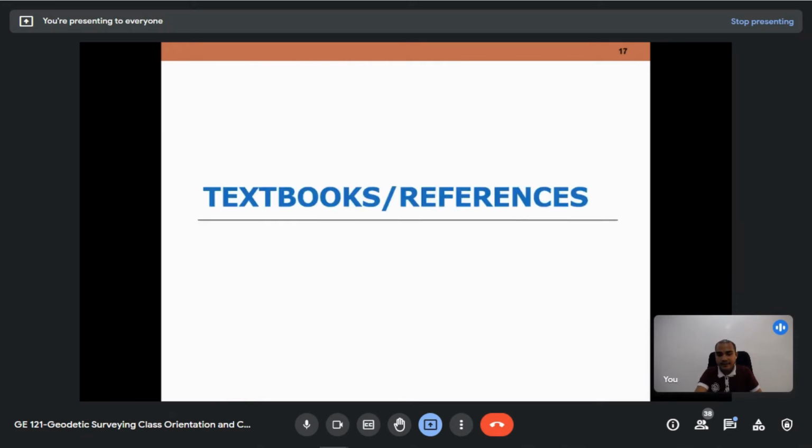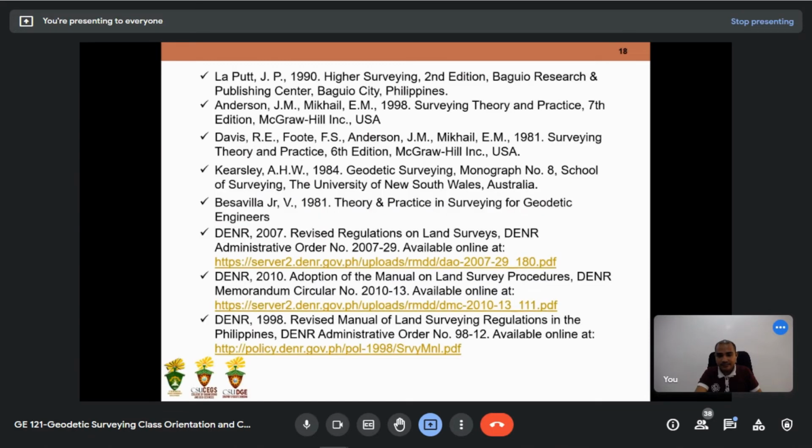The next is the textbooks and references. These are the references for this course: Higher Surveying by Laput, 2nd edition; Surveying Theory and Practice by Anderson, 6th edition, with Davis and Nick Hale; Geodetic Surveying by Kersley; and Theory and Practice in Surveying for Geodetic Engineers by Bisavilla.